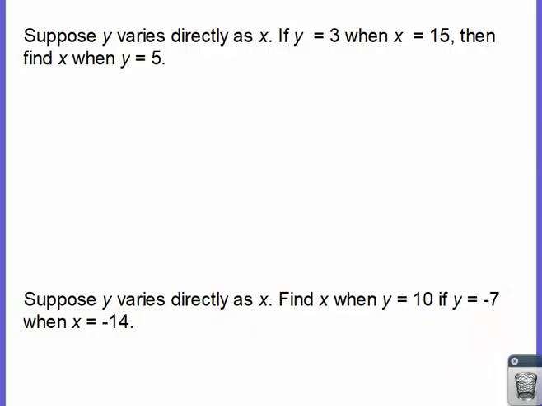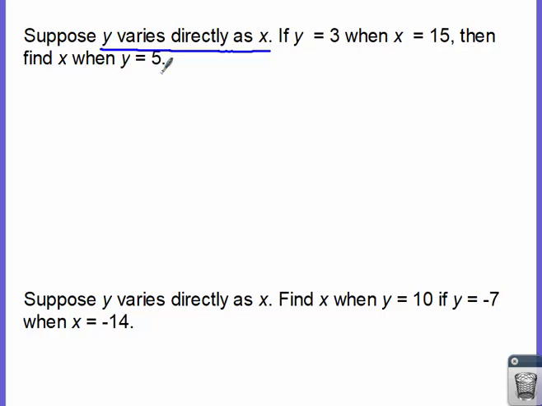So here we go. Here's our first one. Suppose y varies directly as x. Okay, so there's that phrase. Suppose y varies directly as x. So as x changes, so does y. Okay, and they change proportionally. So if y equals 3 when x equals 15, then find x when y is equal to 5.